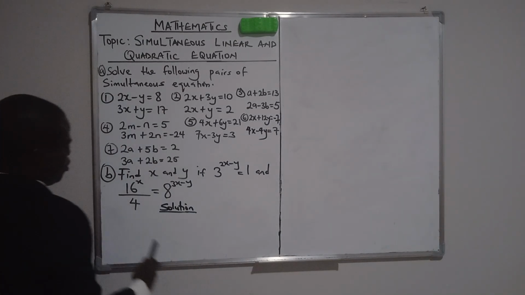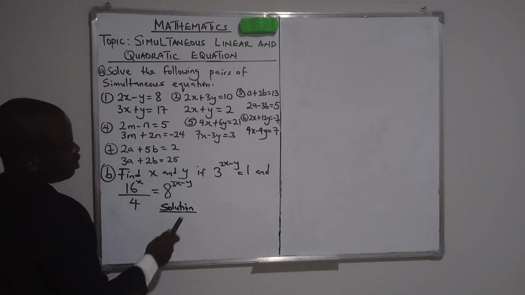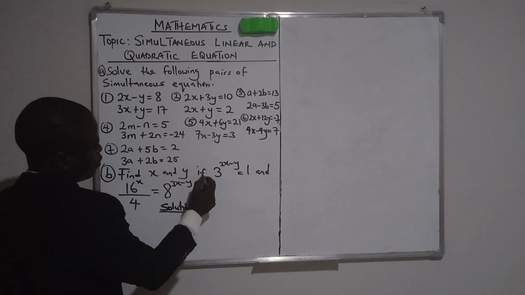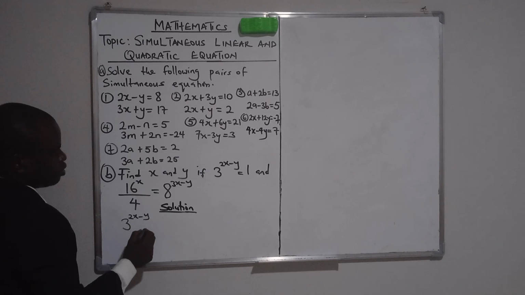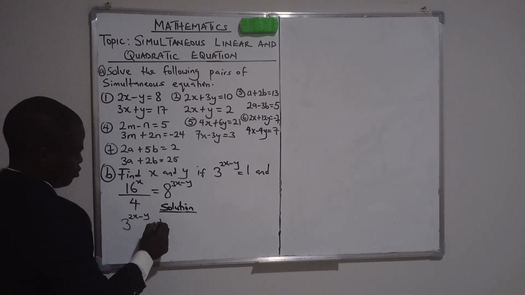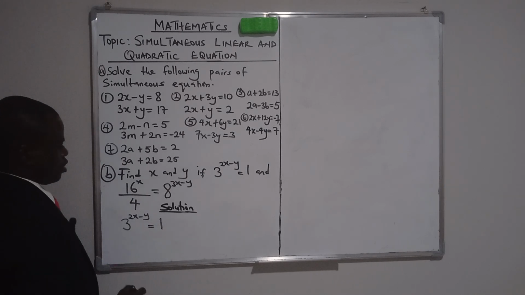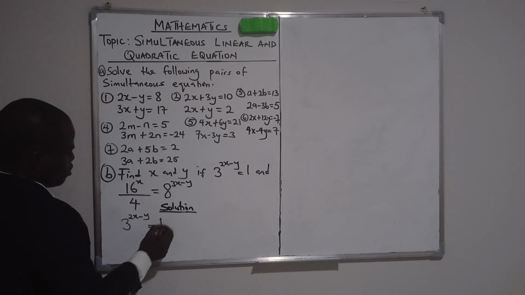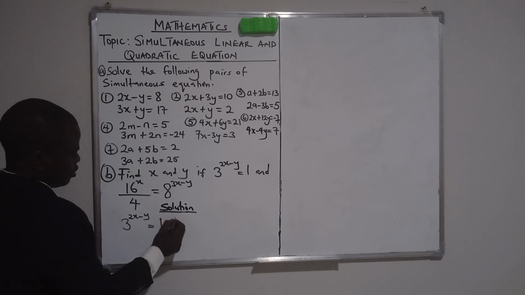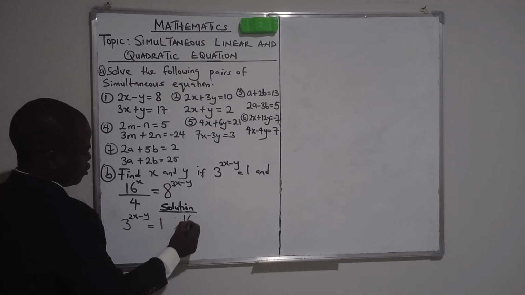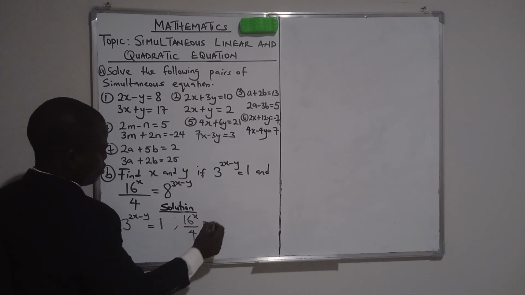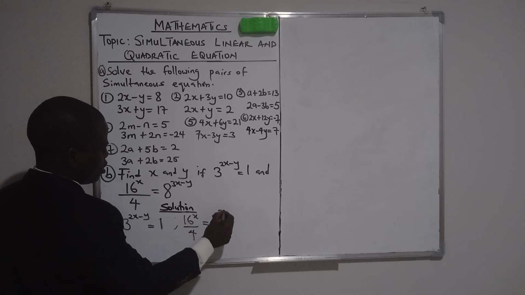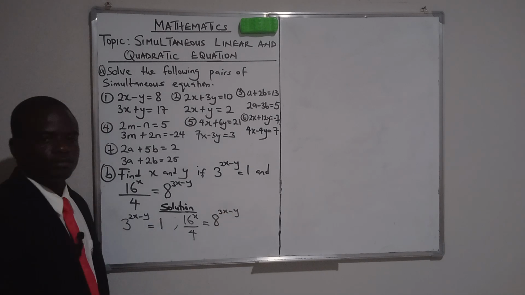The B part of the question says find x and y if 3 raised to power 2x minus y equals to 1. Don't forget that, okay, we now have another one which says 16 raised to power x over 4 equals to 8 raised to power 3x minus y.